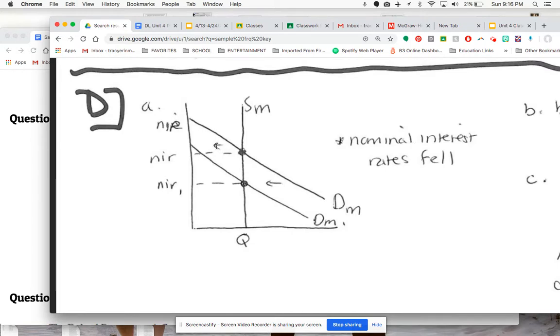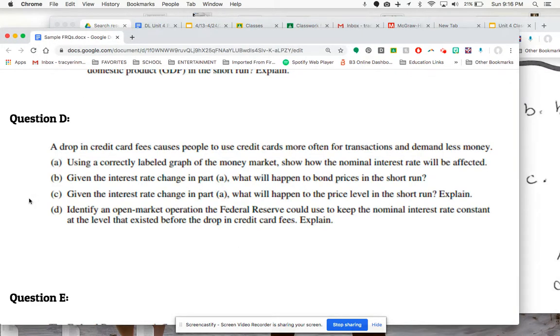And I always suggest to do a little caption over here on the side, just so that your reader knows what you're intending. For part B, given the interest rate change in part A, what will happen to bond prices in the short run? Well, when we do this question in class, a lot of students think, I have no idea what would happen with bond prices, because chapter 34 was so obscenely dense that they missed this little detail.